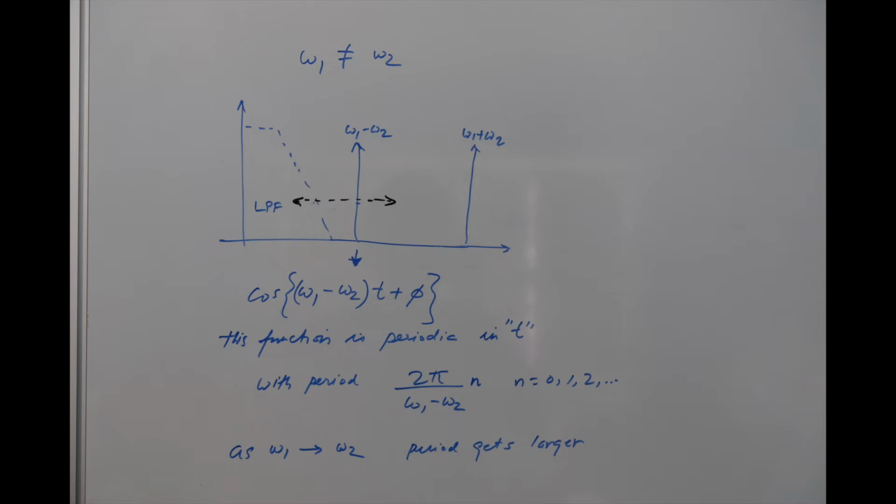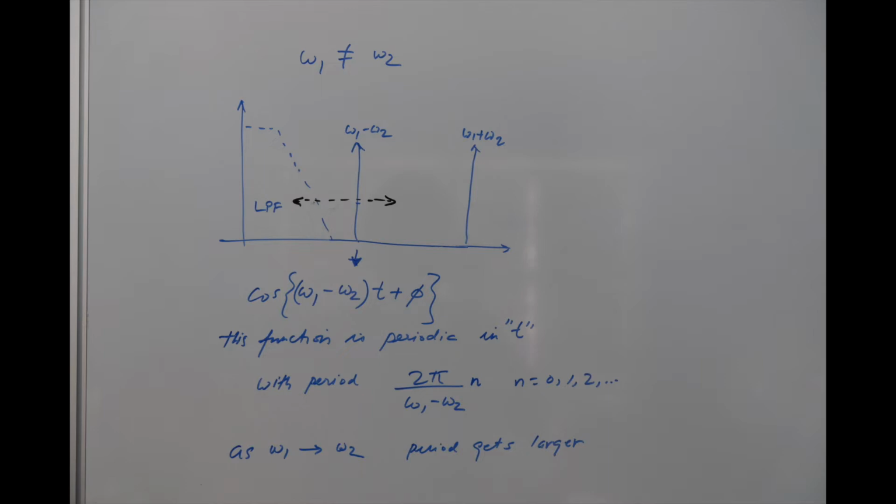Now, if omega 1 and omega 2 are very, very close to each other, then of course this period becomes much larger, whereas if the frequencies, omega 1 and omega 2, are very far apart, then this period becomes smaller. So we will look at the implications of these two things next.